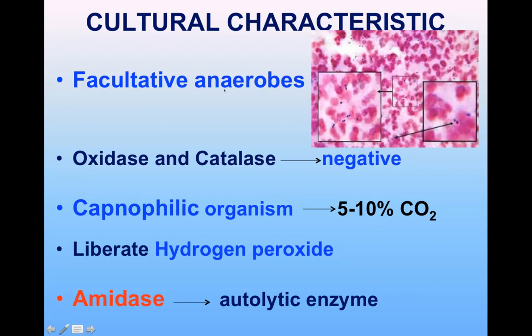Then they are catalase and oxidase negative. Again, we have discussed these tests while we were doing other bacteria previously. They are capnophilic organisms, meaning that they require 5 to 10% carbon dioxide for their growth. And as I told you, they are going to liberate hydrogen peroxide. And this hydrogen peroxide is going to activate the autolytic enzyme, which is amidase, and that is going to play a role which we will be discussing later on.